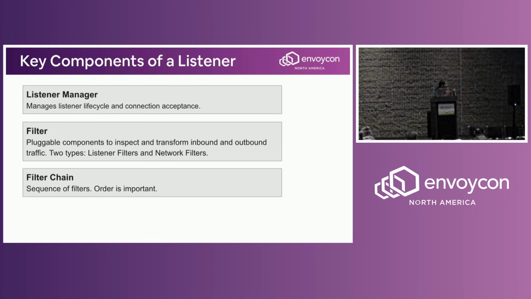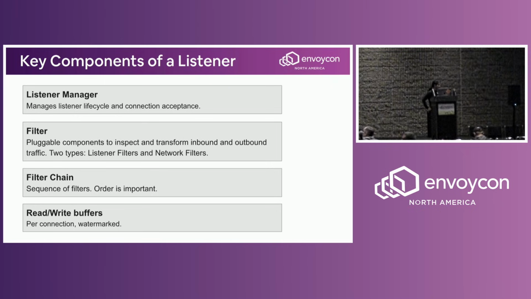The third component is the filter chain, which is nothing but a sequence of filters. Note that whenever you specify a filter chain, the order of filters in the chain is really important, and we will take a look at some examples of why that is the case. And at last, we have the read and write buffers. These are the in-memory buffers in which Envoy reads the data coming from the downstream or the upstream and processes it until it is able to flush the data out to the relevant destination. These buffers are watermarked to prevent memory exhaustion, and we will take a look more in the memory section.